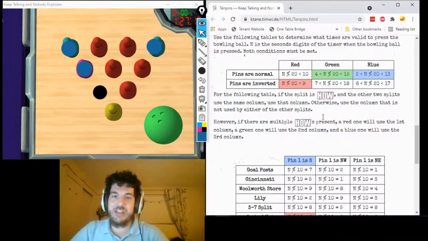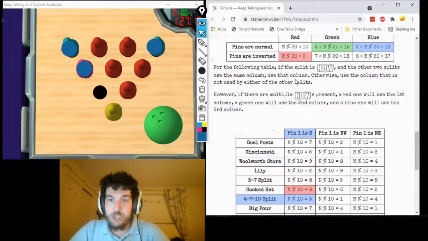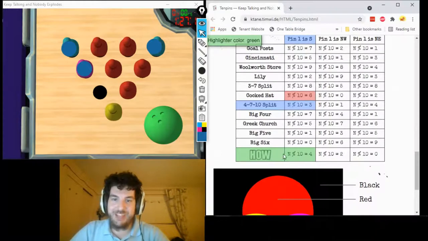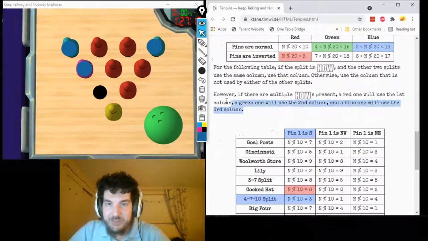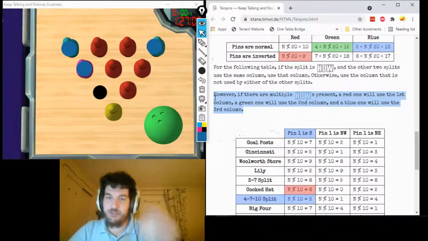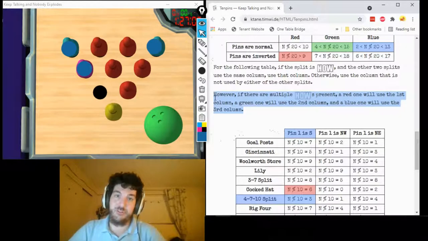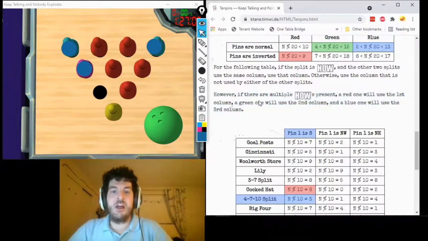If the split is how and the other two splits use the same column, use that column. So in this case, that's a remaining condition. And if there are multiple how conditions, it just tells you red goes in first, green goes in second, and blue goes in third. There you go.